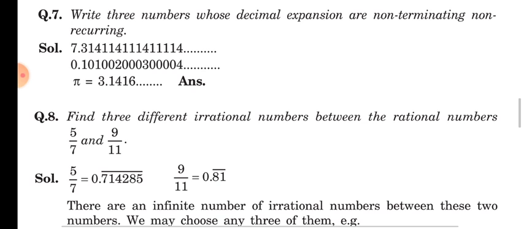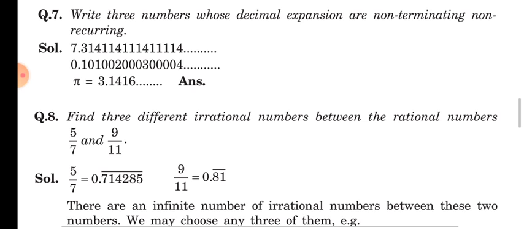Let us see the example. 7.314, then 114, then again 1114, then again 4 1 and 4. You can see here no pattern is there, nothing is repeating. So those decimal expansions which do not end, that is non-terminating, and in which no digits after the decimal repeat, are called non-terminating and non-recurring.